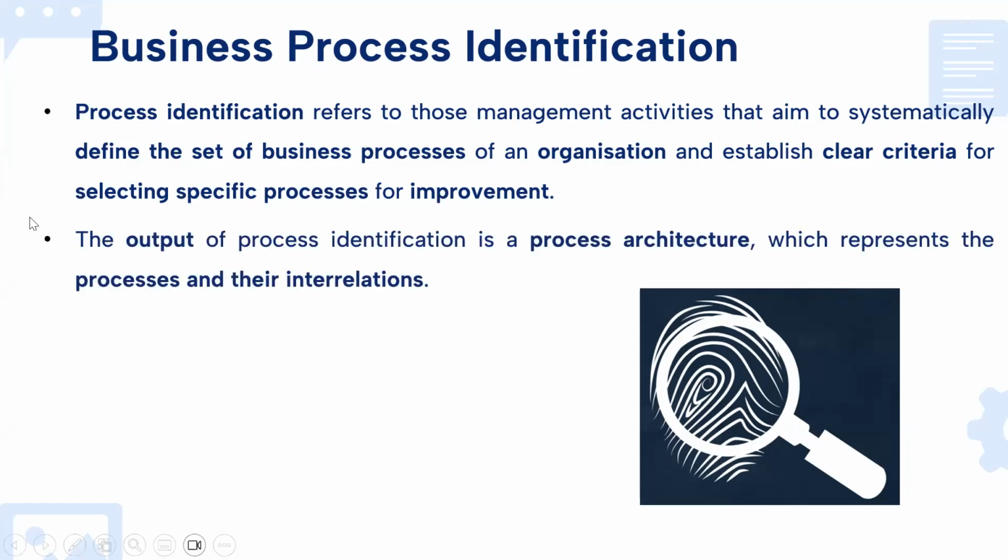As I mentioned earlier, if you have gone through the business process management life cycle, the output of business process identification would be the process architecture. We will learn about process architecture in the next week's lecture. Basically it represents the processes and their interrelations with one another. For now, just have an understanding of what business process identification is.